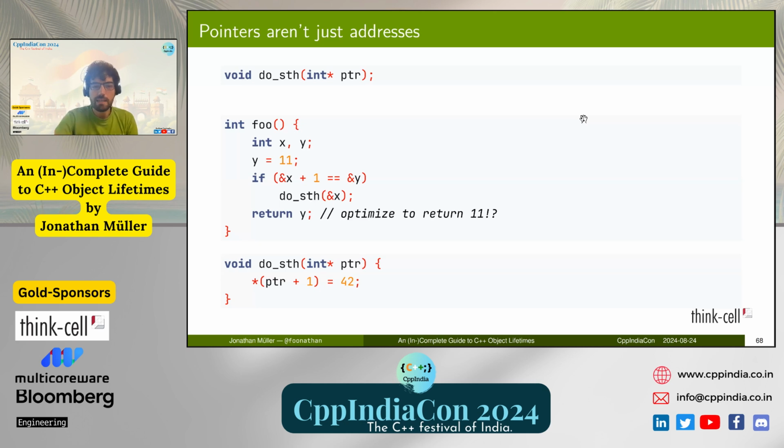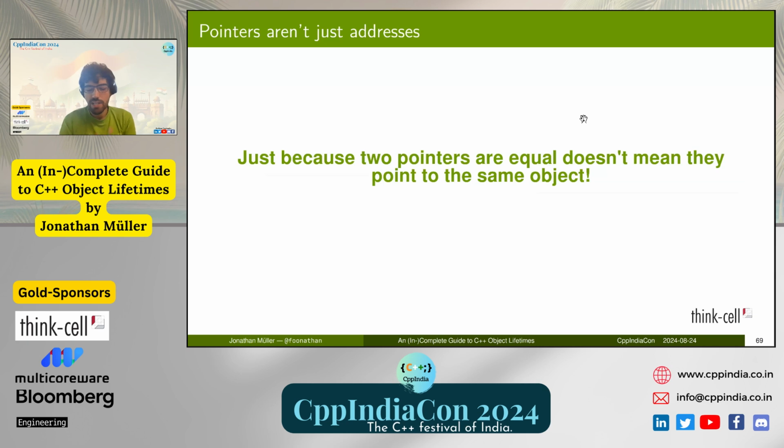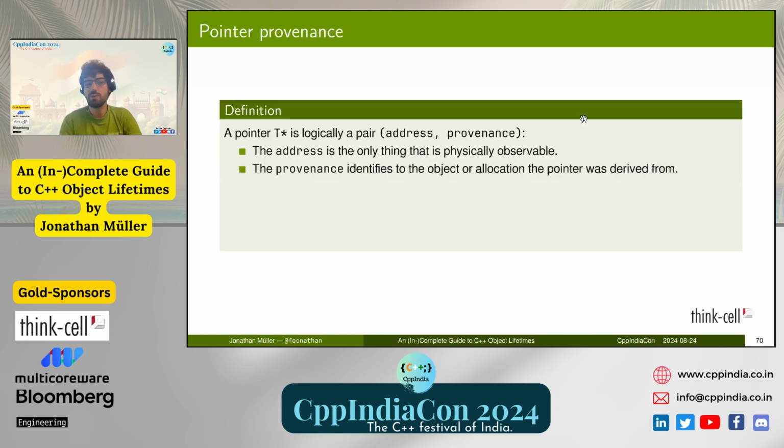Well, the answer is this code is undefined behavior. Even though the address of x plus 1 is the same as the address of y, we're not allowed to use it. Just because two pointers are equal doesn't mean they point to the same object. Even though they have the same exact bytes and point to the same address in memory, that doesn't mean they're interchangeable. This is because of provenance.